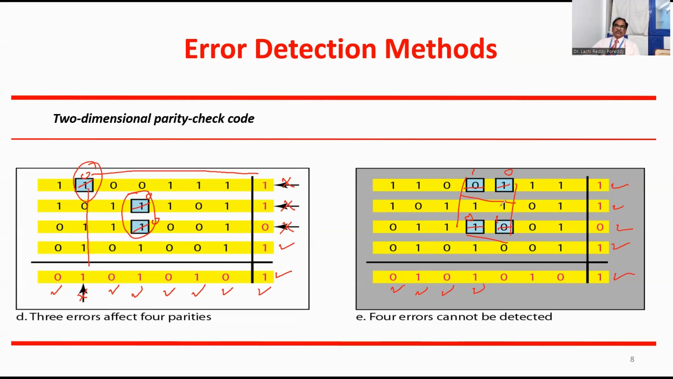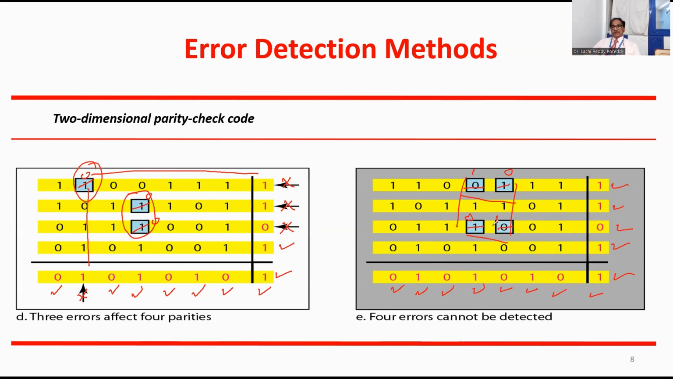In this column, this is 1, and 1. 2 ones are there, even, no error. Even no error. Even no error. Even no error. So what did we get? No rows are having an error. No columns are having any error. But actually speaking, in this row, 2 errors are there. In this row, 2 errors are there. In this column, 2 errors are there. In this column, 2 errors are there.